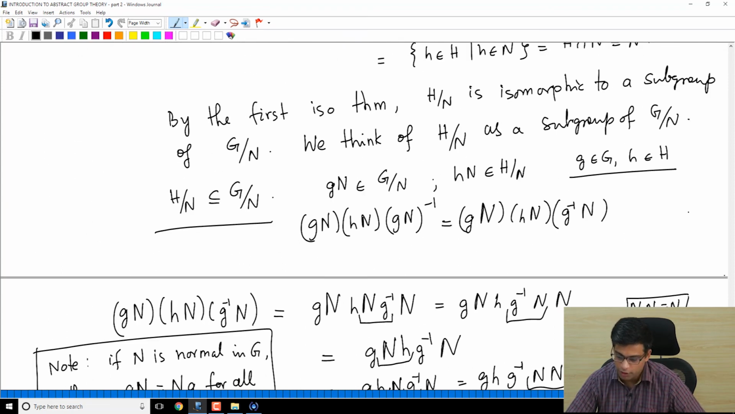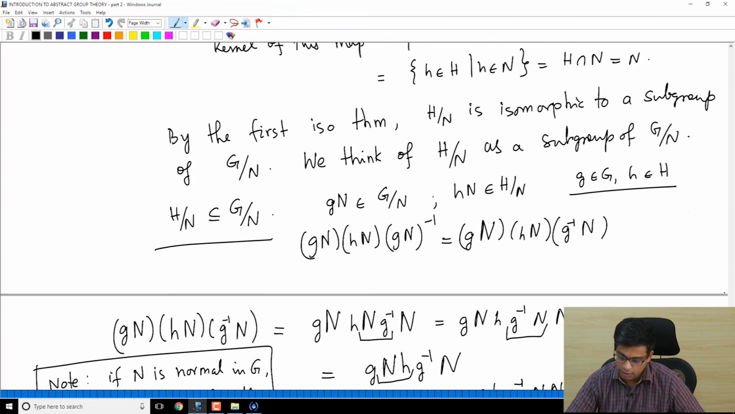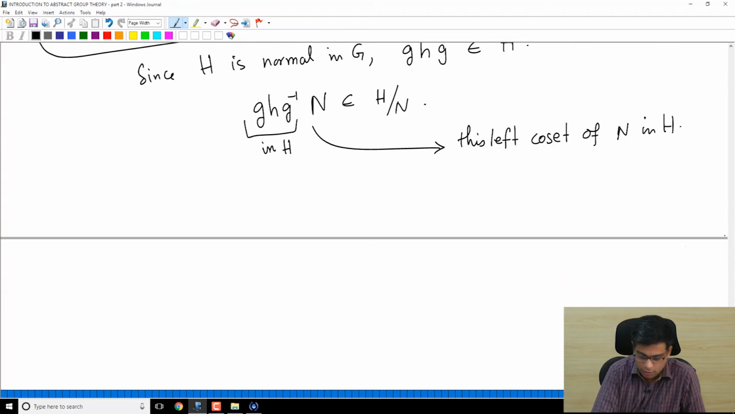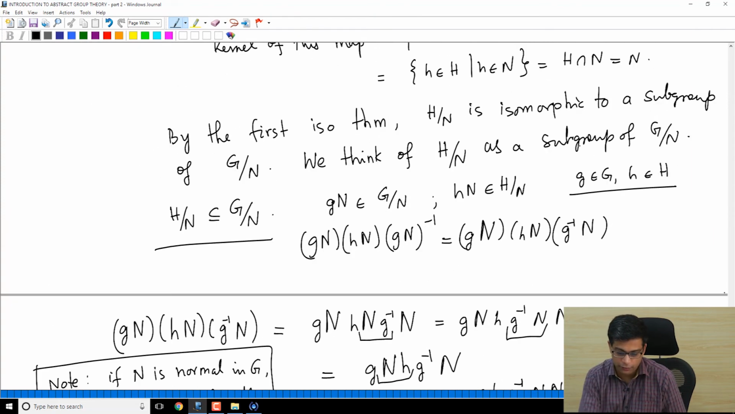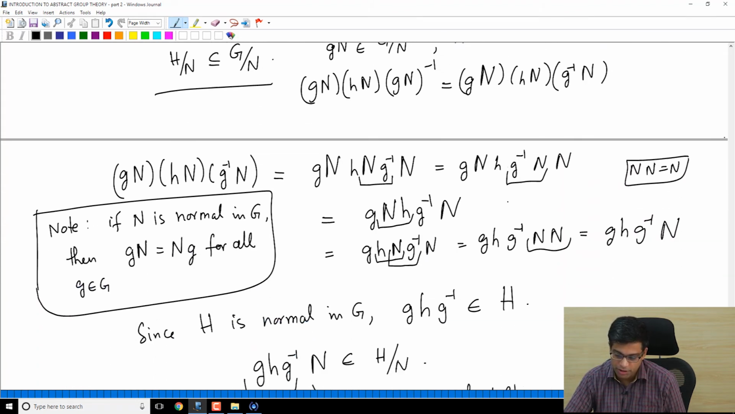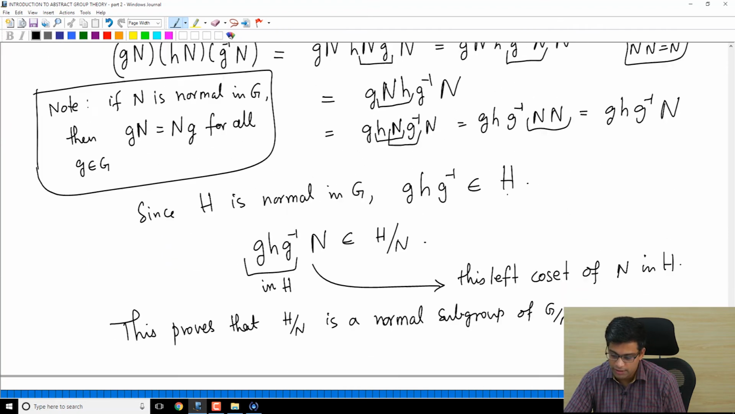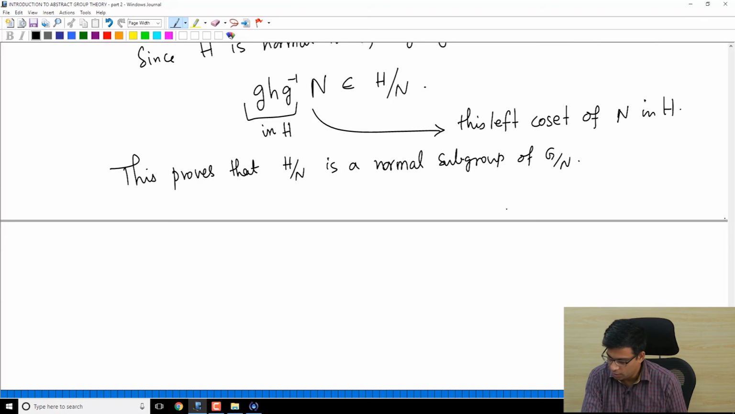So we have now proved that H mod N is a normal subgroup of G mod N. We started with an arbitrary element of G mod N and an arbitrary element of H mod N, and looked at gN hN gN inverse and concluded that it's in H mod N, which is the definition of H mod N being normal in G mod N. So this is 1. One is exactly that statement, and it is proved now.